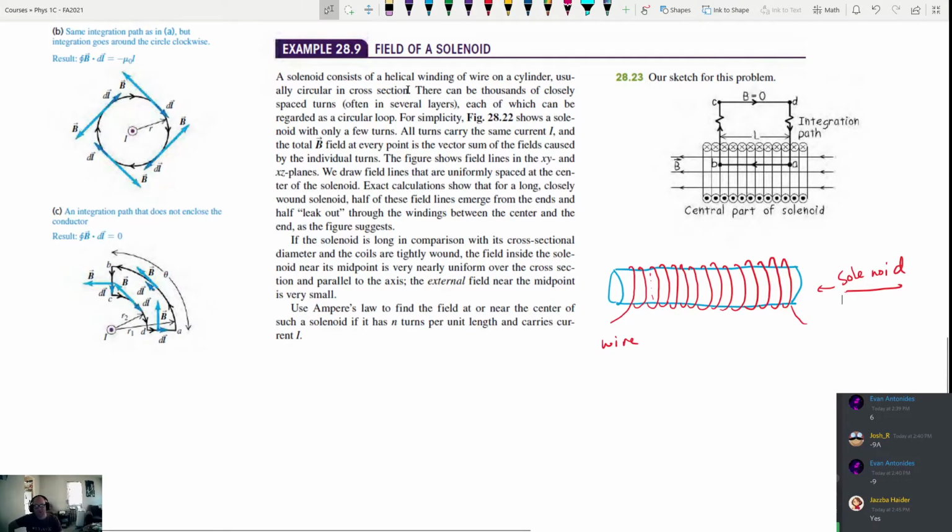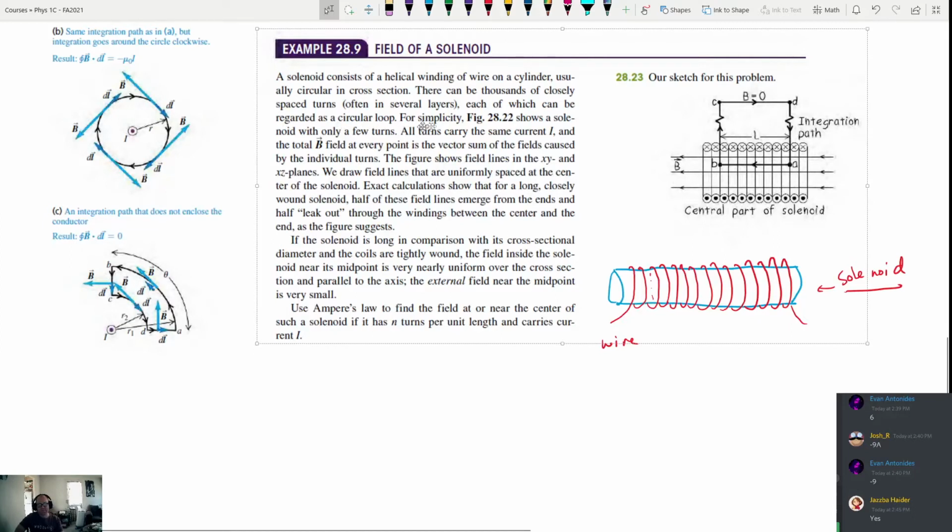All right, so a solenoid consists of a helical winding. Helical just means wrapped like a helix on a cylinder, usually in a circular cross-section. It doesn't have to be circular. This could be a square. It could be a triangle. It would still be a solenoid. Usually they'll be circles. There could be thousands of closely spaced turns, often in several layers, so you could have multiple layers of these wires. You just keep wrapping wire on top of itself, each of which can be regarded as a circular loop.